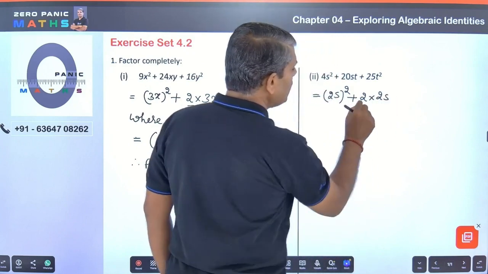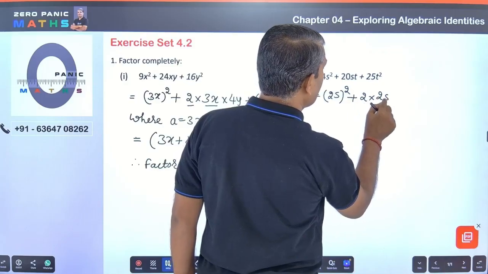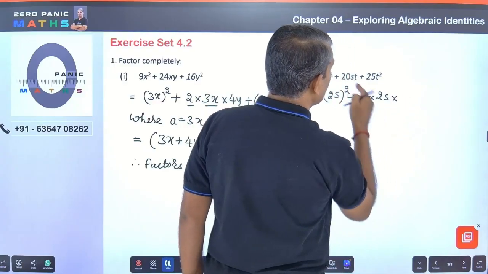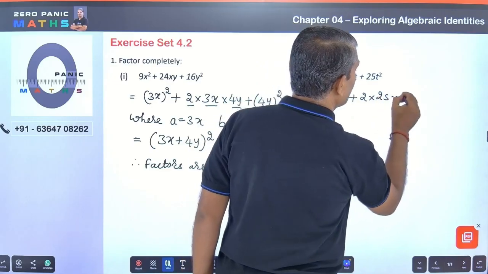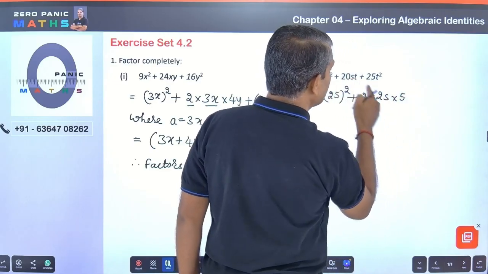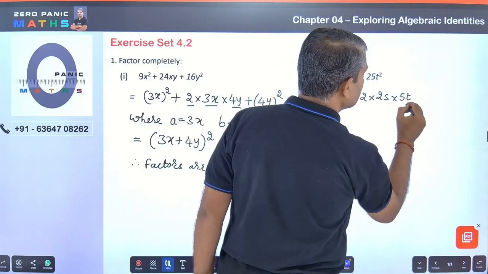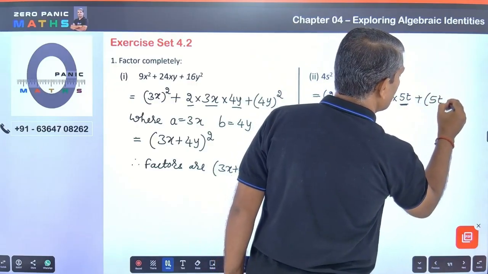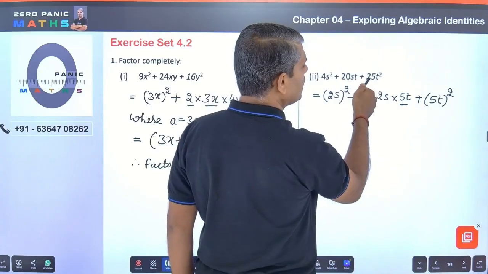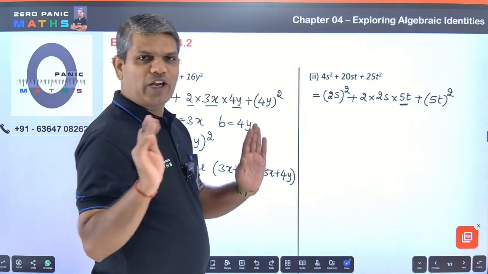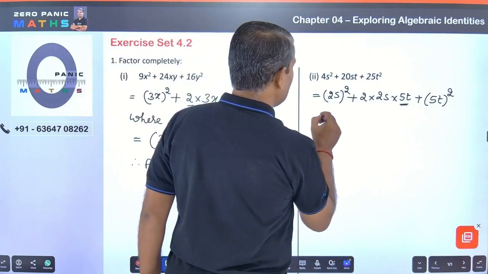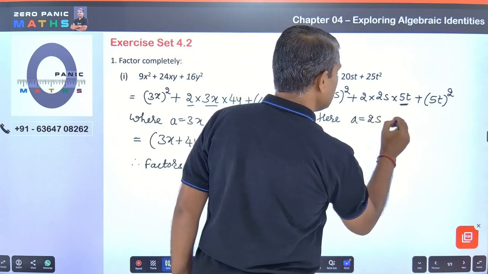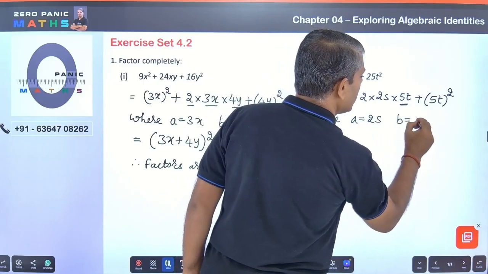Now if you multiply 2 into 2s, it is 4s, but it is 20st. So first of all, you multiply by a constant to make it 20. 2 2s are 4, 4 5s are 20, and s is already there, you can give t. So this makes the value of b. I can write it as 5t whole square, and that is b square for me, which is 25t square. Hope you are getting this. So here a is equal to 2s and b is equal to 5t.